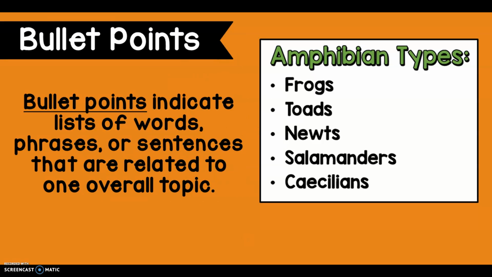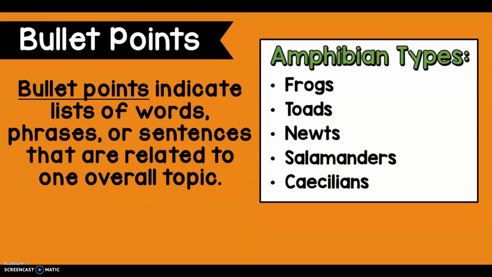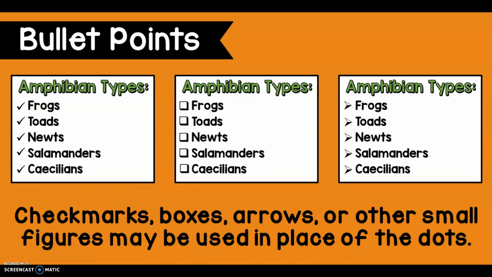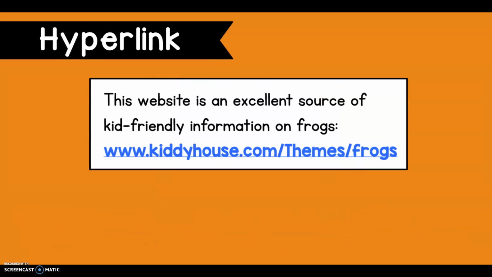Bullet points is a common text feature that we see. They indicate lists of phrases or words or sentences that are related to the overall topic. Bullet points are just dots that are often followed by phrases or sentences, and they're used to introduce new items. You can see checklists, check boxes, and arrows. There are several different types of bullet points that you will see utilized throughout nonfiction texts.